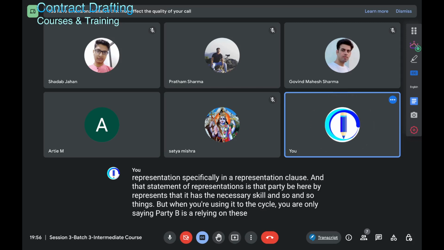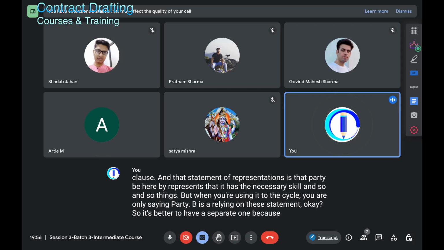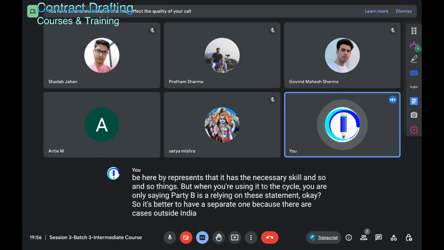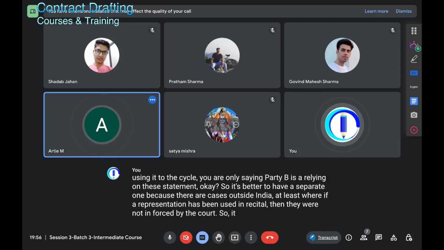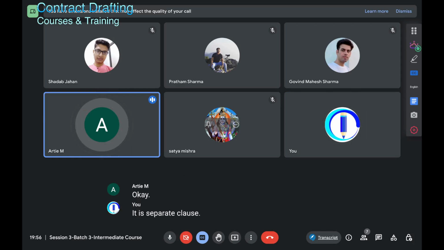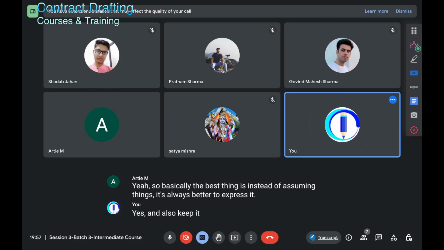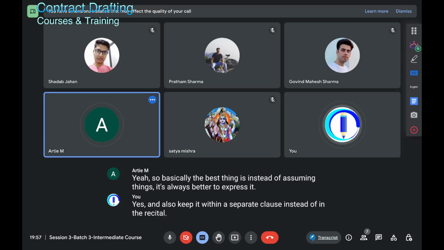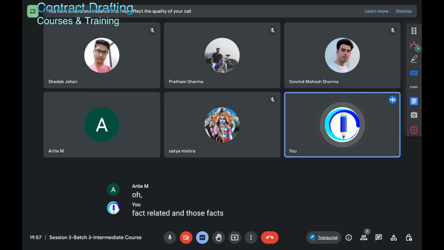So it's better to have a separate one, because there are cases outside India at least where, if a representation has been used in a recital, then it was not enforced by the court. So it is better to have it as a separate clause. Basically, instead of assuming things, it's always better to express it. Yes, and also keep it within a separate clause instead of in the recital. Let's keep the recitals very fact related, and those facts should be only about the background of the transaction and nothing more.